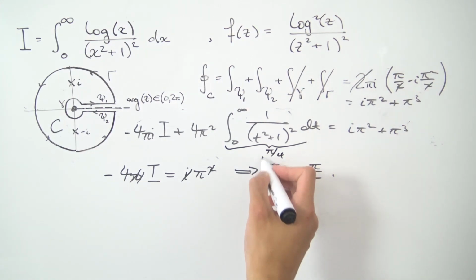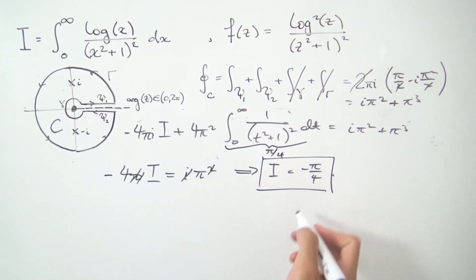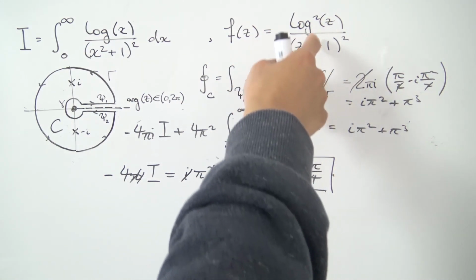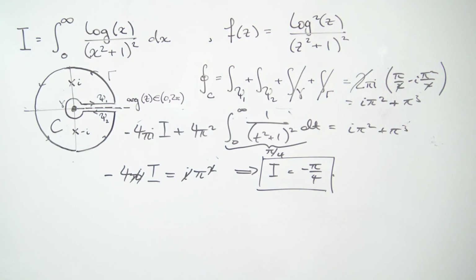So that's pretty much the idea for this video. That's how you evaluate it using the keyhole contour. Pretty nice trick though. This generalizes to if you have log of even higher powers. This is something you could do.